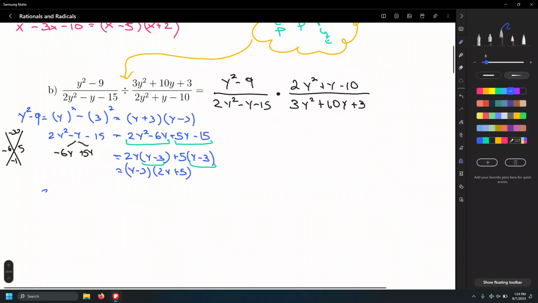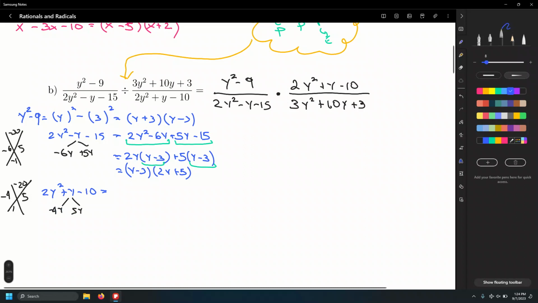That'll be 2y squared plus y minus 10. How do we factor this trinomial? Which method did we use? Diamond method. Okay, so let's do the diamond method. That is 2 times negative 10, that's negative 20, and that's a 1. Factors of negative 20 that add up to 1. What are those factors? Negative 4 and 5. That means negative 4y and 5y.